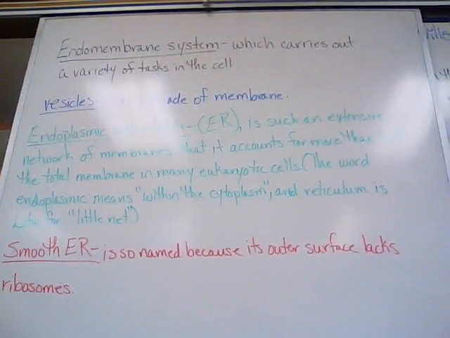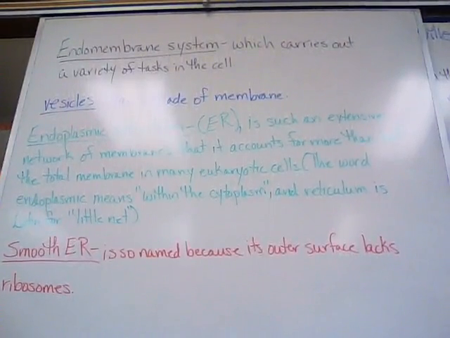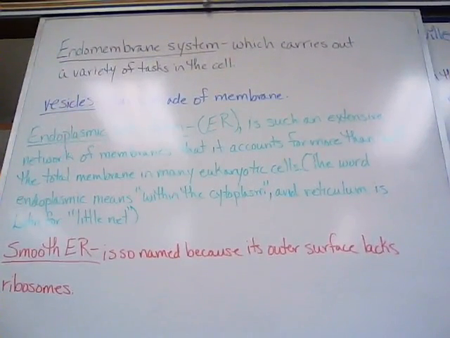Many of the different membranes of the eukaryotic cell are part of an endomembrane system, which carries out a variety of tasks in the cell. These tasks include synthesis of proteins and their transport into membranes and organelles or out of the cell, metabolism and movement of lipids, and detoxification of poisons.